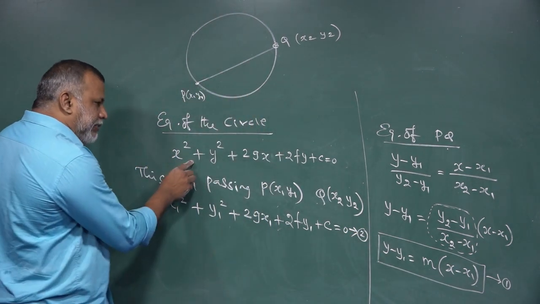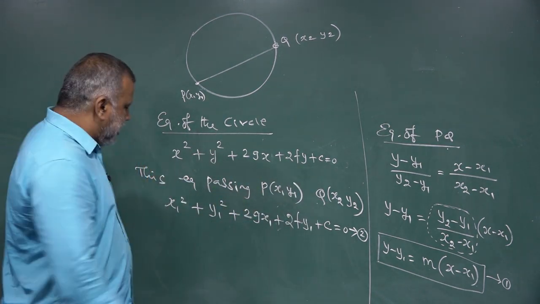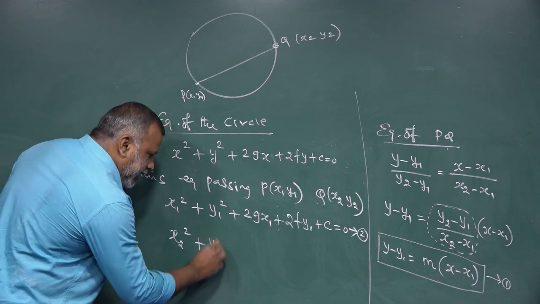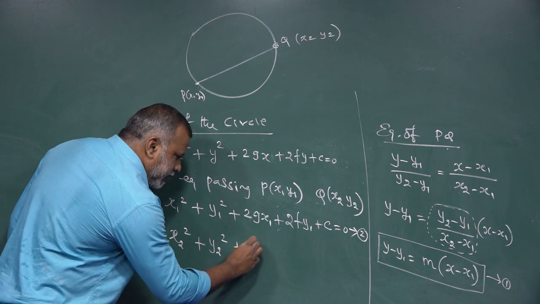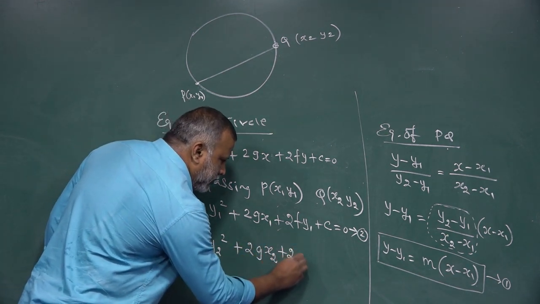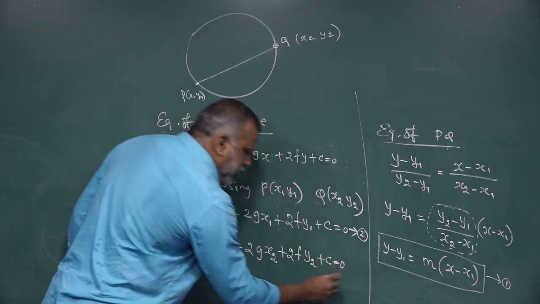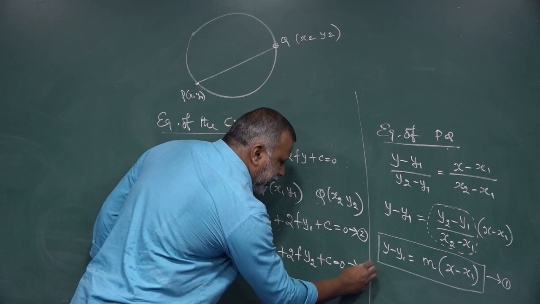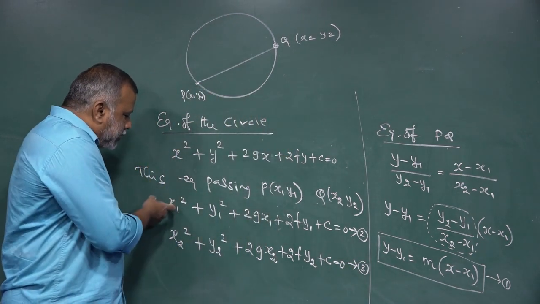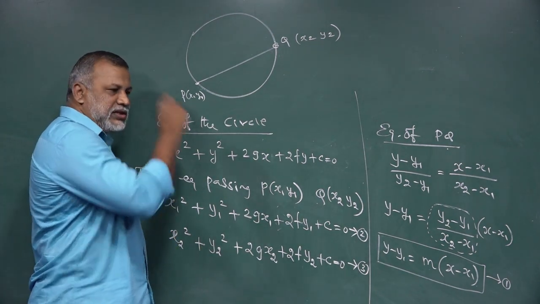Once again, the same equation passes through the second point Q, x2, y2. Therefore, it can be modified like this: x2 squared plus y2 squared plus 2g x2 plus 2f y2 plus c equal to 0. Say this is result number 3. Now equations number 2 and 3 are obtained from the general equation of the circle.